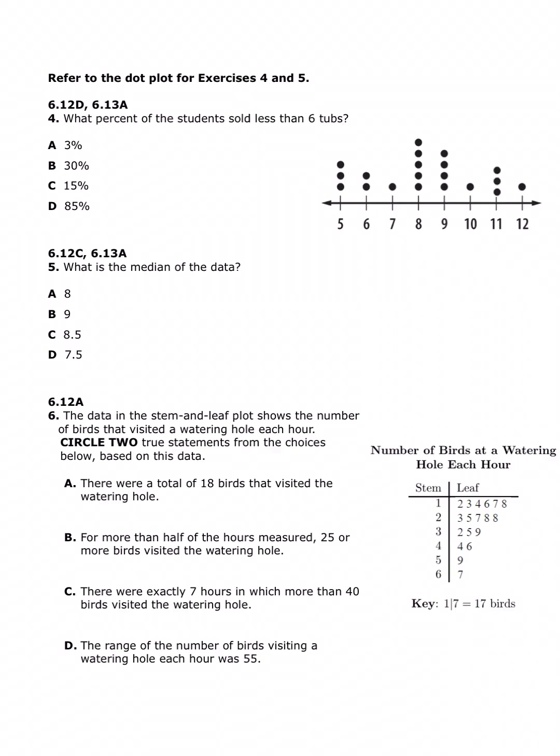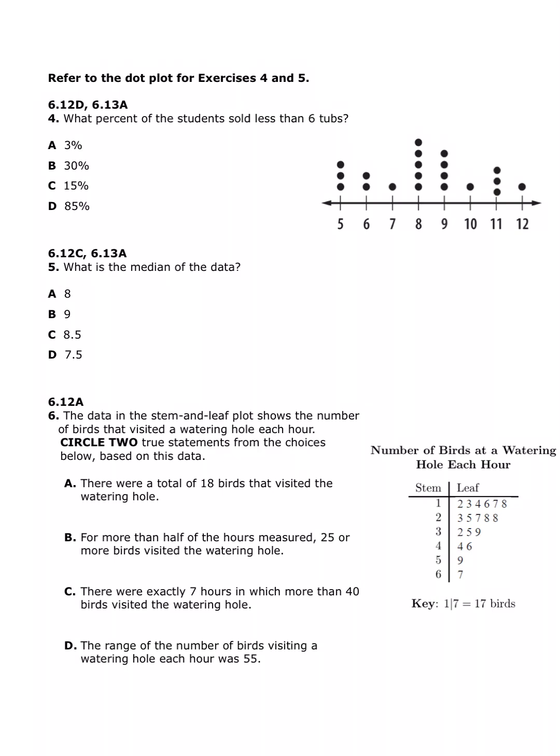6. The data in the stem and leaf plot shows the number of birds that visited a watering hole each hour. Circle 2 true statements from the choices below based on this data. A. There were a total of 18 birds that visited the watering hole.